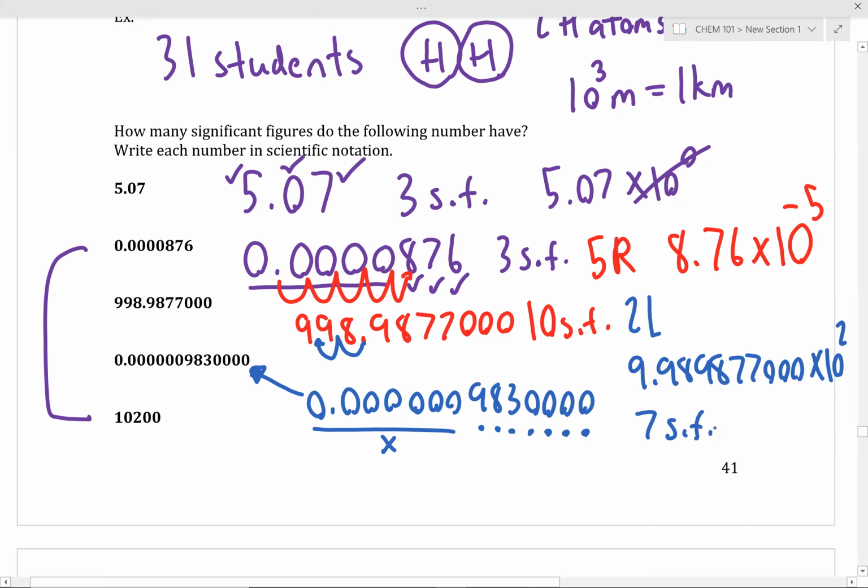Okay, now let's try to figure out how this number would look in scientific notation. Would someone like to volunteer? What power of 10 are we dealing with for scientific notation? What was that? -7. Let's talk a little bit about why that is.